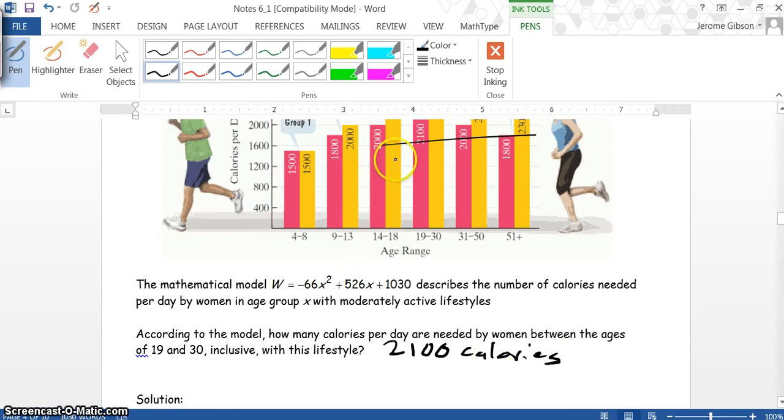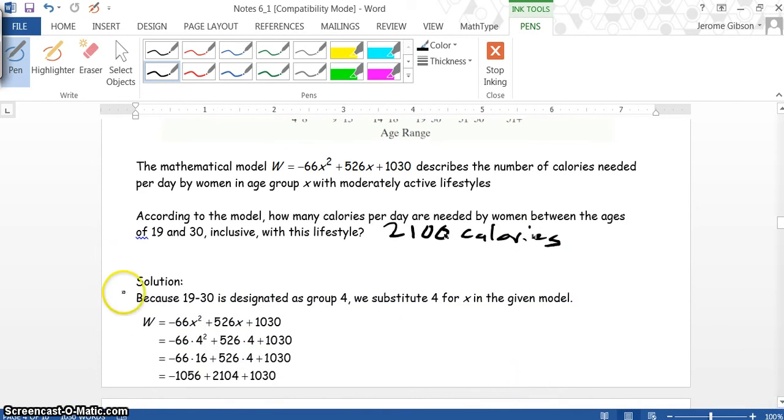Now, if we were just looking at the chart, it would be 2,100 calories. However, we do have a mathematical model. So what we could do is substitute in this mathematical model because x represents the group. So this is group 4. So we will substitute in 4 for x. Wherever x appears, we will substitute in 4. Now again, I would suggest that whenever we substitute, we put a parenthesis around the number.